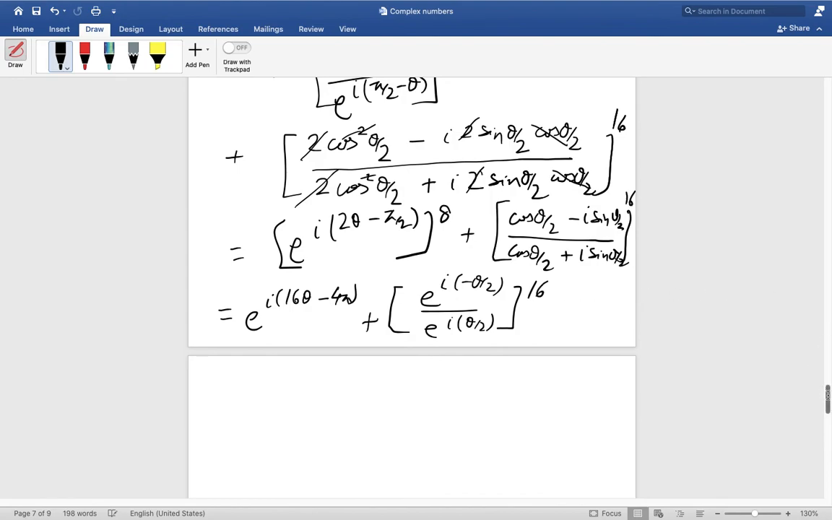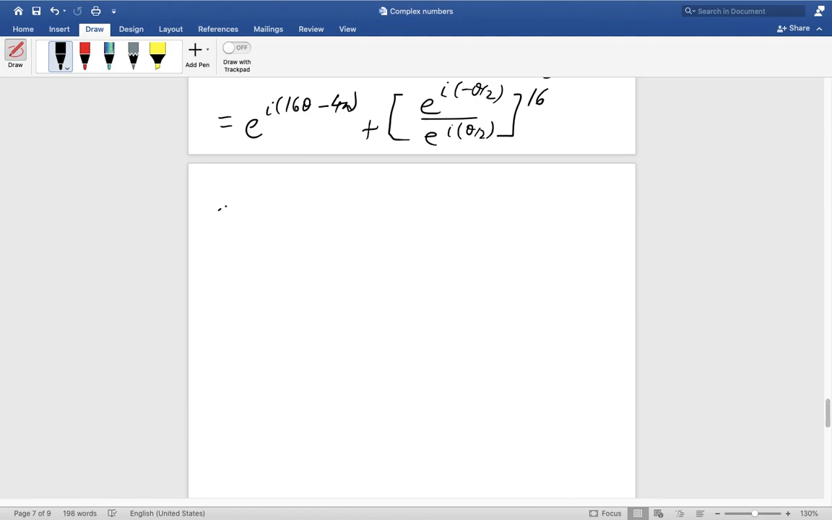Now what I will do is I will write it like this: e to the power iota 16 theta into e to the power iota minus 4 pi. Plus e to the power minus iota theta by 2 divided by e to the power iota theta by 2. This will become what? E to the power iota minus theta, right? Because plus theta by 2 will go in the numerator, it will also become minus theta by 2, and minus theta by 2 minus theta by 2 is minus theta, which I have written over here.